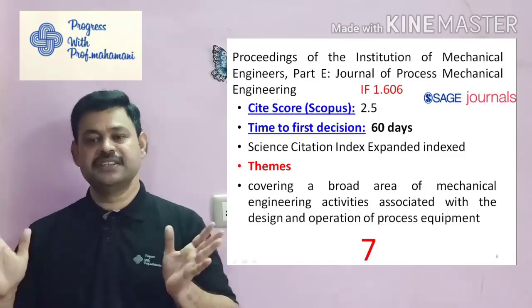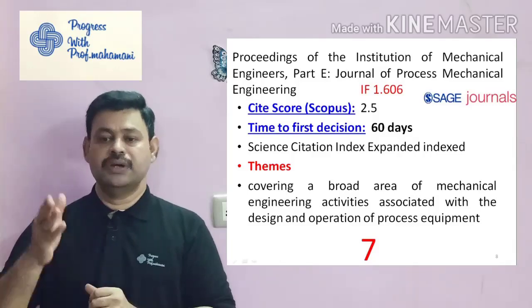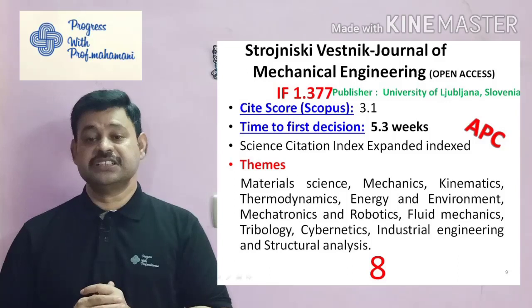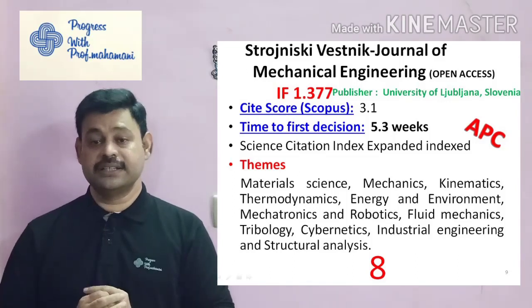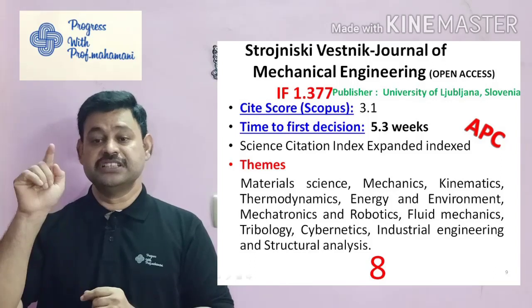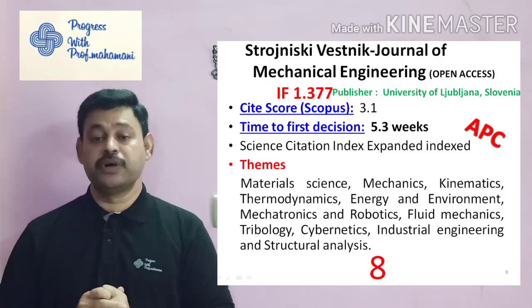Design for environment, anything you can publish. They are accepting. If you go to article number 8, this is the Journal of Mechanical Engineering, Strojniški vestnik. This is an open access journal. Impact factor for this journal is 1.3.